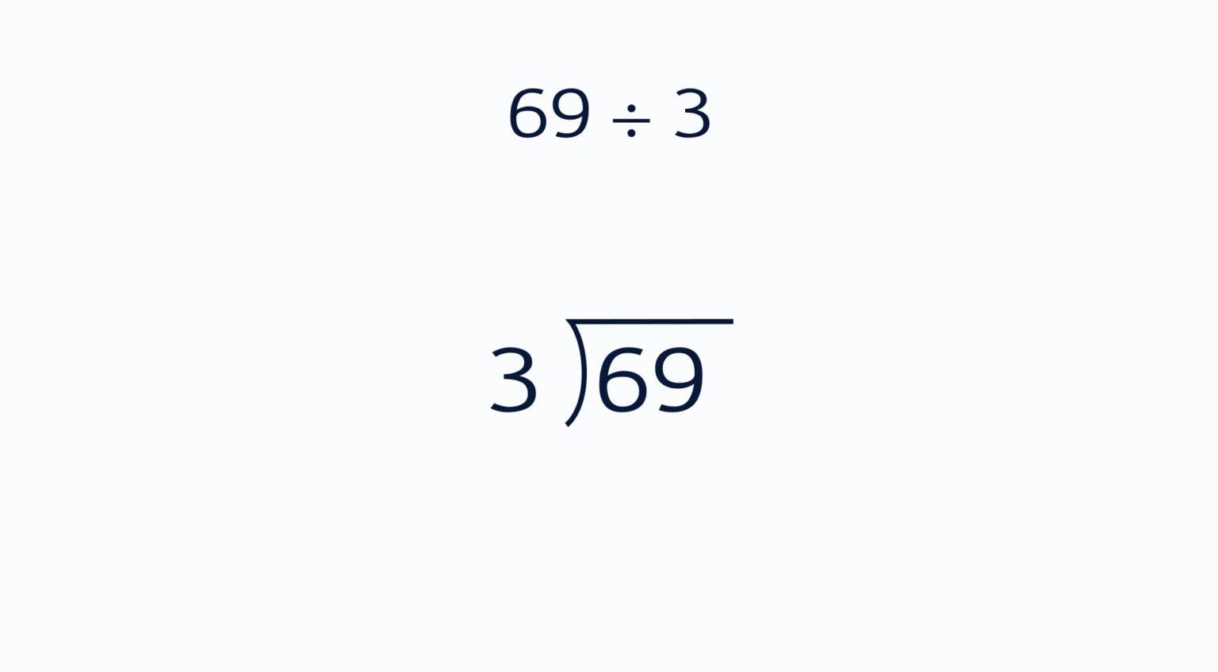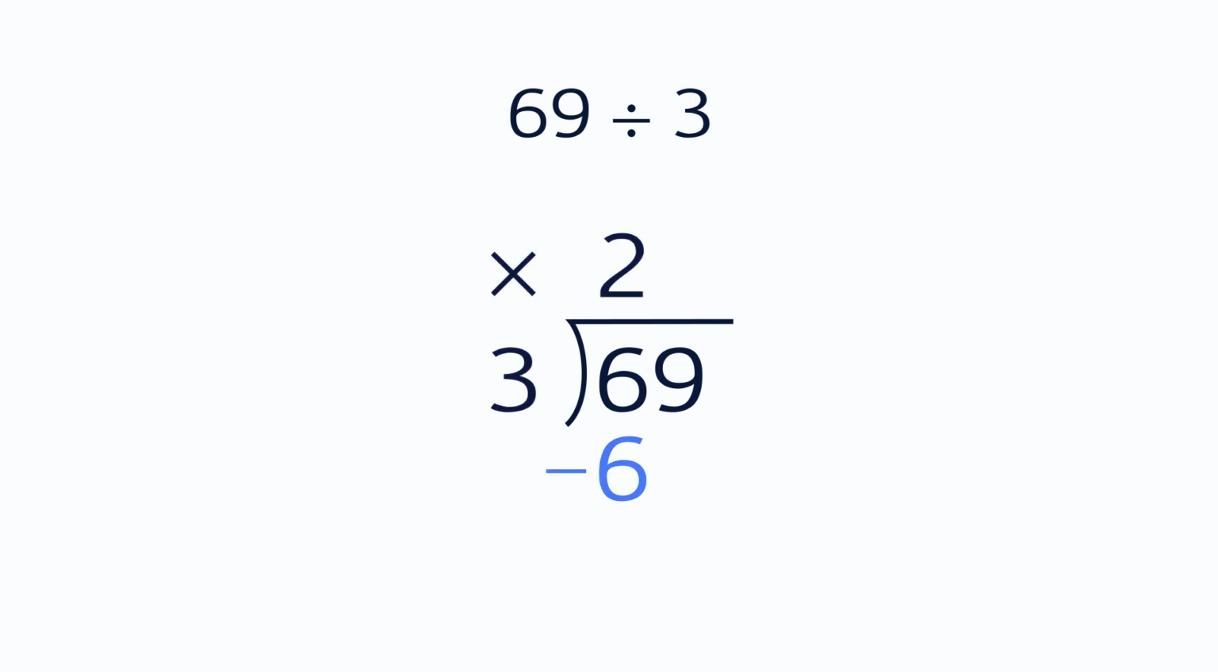2 is the first part of the answer, so you place it somewhere above the horizontal line. But where? Here, directly above the digit you just divided into. When you divide 6 tens by 3, you end up with 2 tens. 2 must therefore be placed in the tens place. With the digit 2 in the correct position, you multiply 2 by 3, which is 6, and place the answer just below the 6 in 69, here.